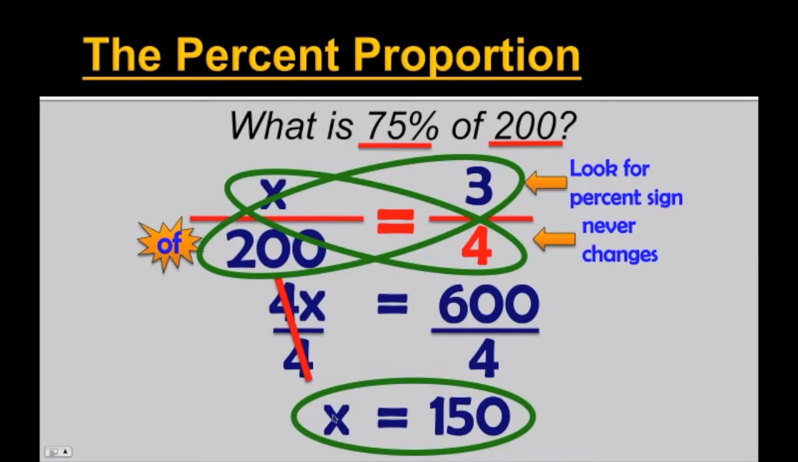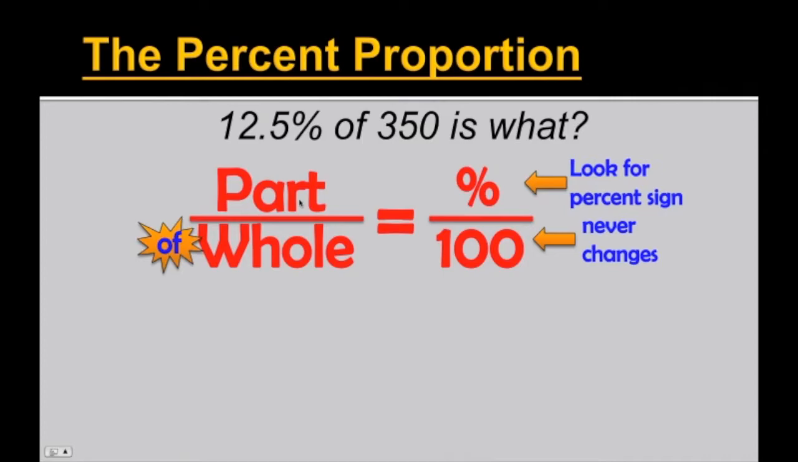And if we put that back in, and we have 150 over 200, if we reduce it, that's going to be 3 over 4, which makes these two equal. And what we're saying is that 75% of 200 is 150.